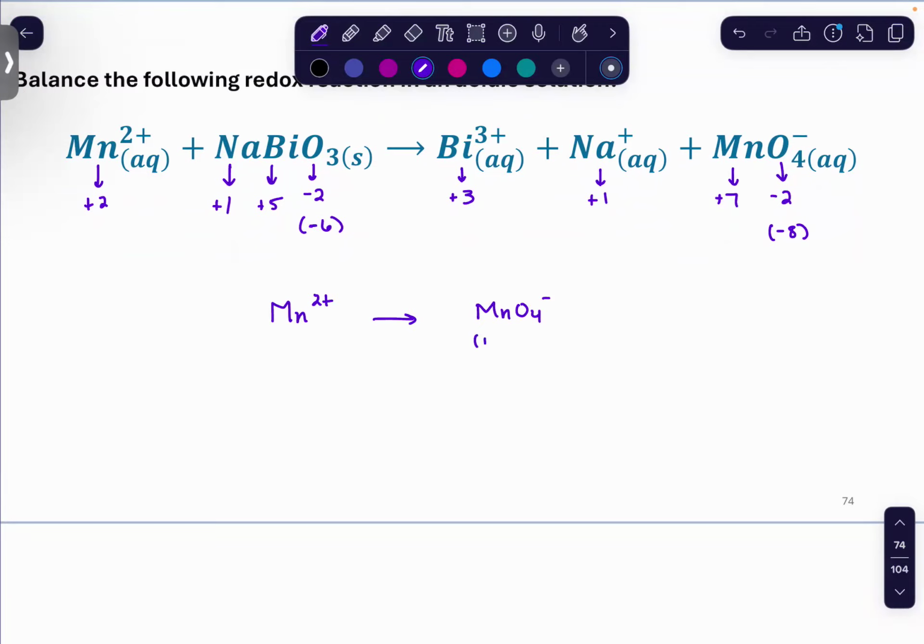Remember, this is a +7 manganese. Make it stand out a bit. And then bismuth is going to be the base of our other half reaction.